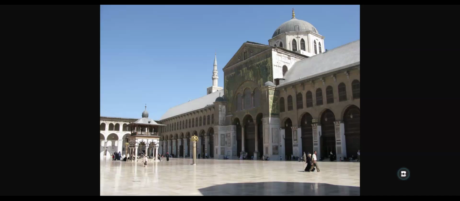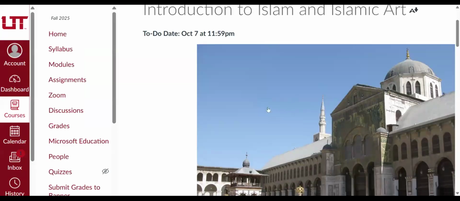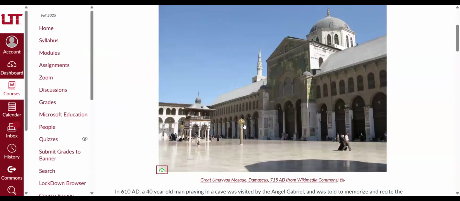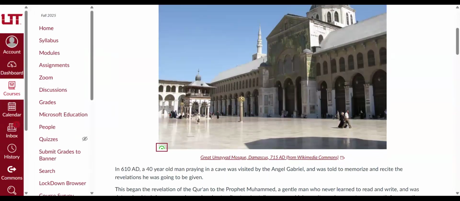So I think it would be fair to say that whoever designed this, the Umayyad architect who designed this, was influenced by Byzantine architecture.